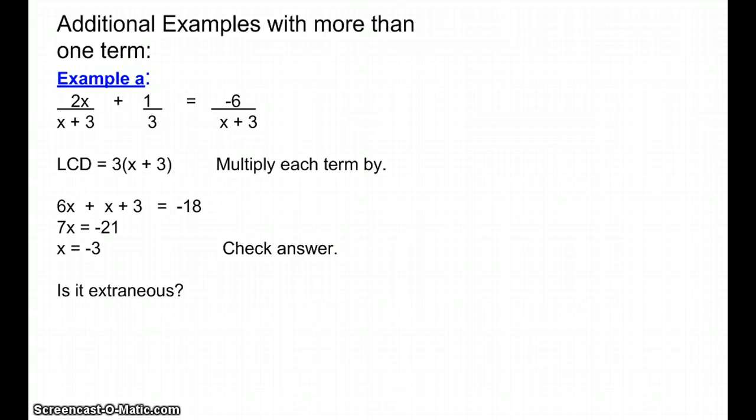So you get 6x plus x plus 3 equals negative 18, or 7x equals negative 21, x equals negative 3. You want to check your answer. When you plug negative 3 back into that equation, does it make anything undefined? And does it make the equation work?